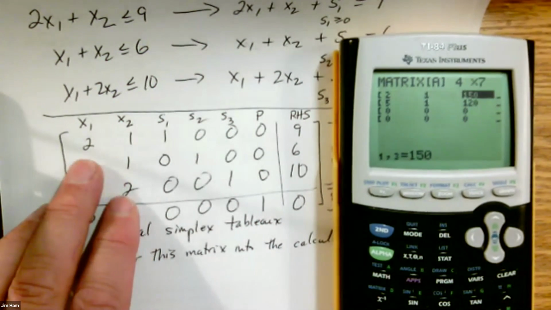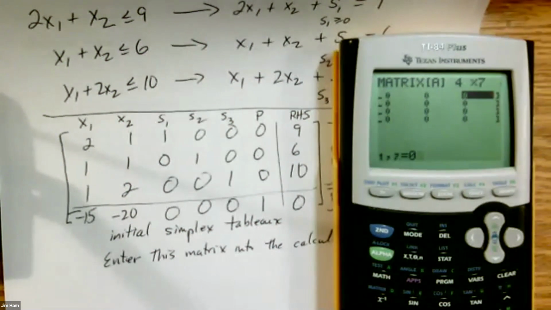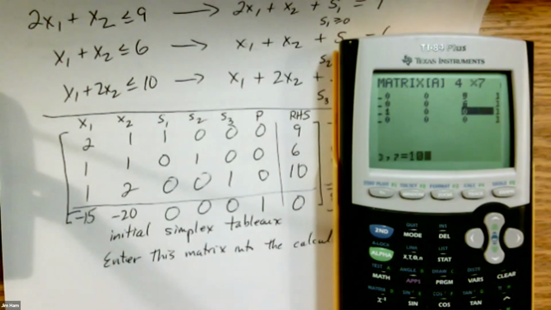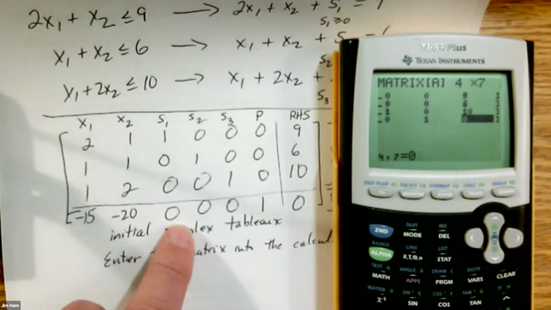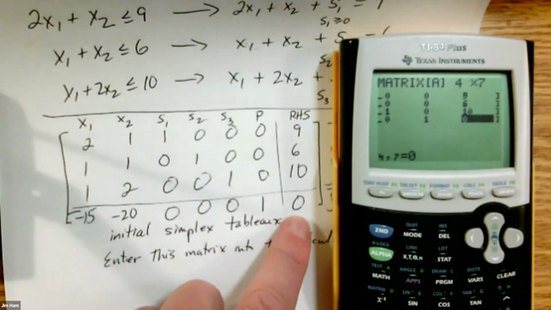2 and then 1 and 1 and 0, 0, 0, 9. 1, 1, 0, 1, 0, 0, 6. 1, 2, 0, 0, 1, 0, 10. And finally, negative 15, negative 20, 0, 0, 0, 1, and then 0.